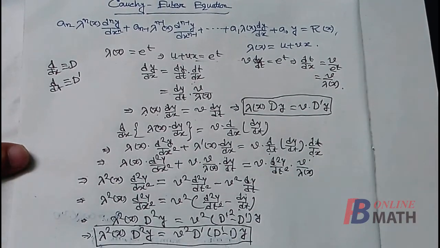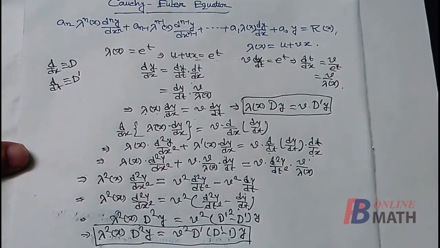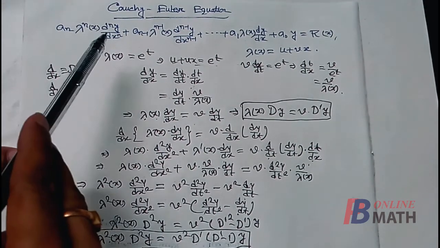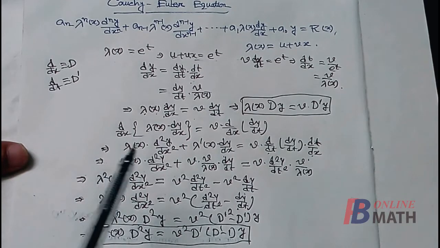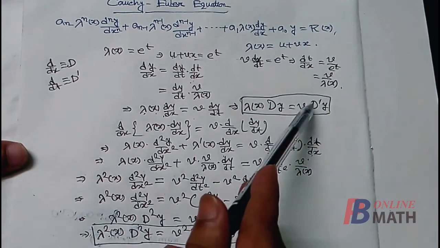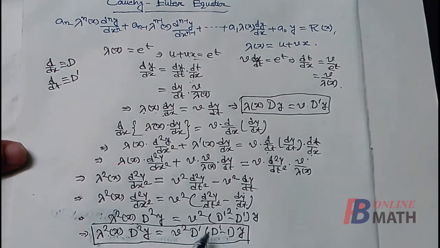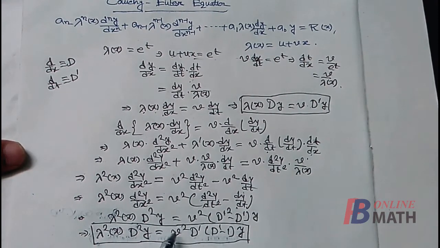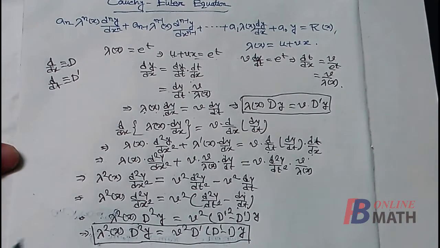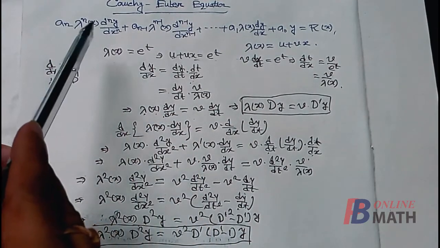Now similarly we can compute lambda cube x into D cube y and the other terms. So if we replace all these terms in the main equation, then we find that the equation will convert to functions involving v into D dash y, v square into D dash minus 1 y. Ultimately the coefficients should be only constants. So if we replace these values in the main equation, then the Cauchy-Euler equation will convert to an ordinary differential equation having only constant coefficients.